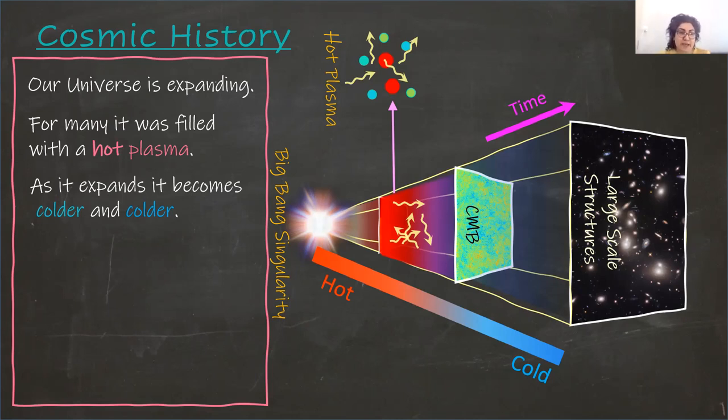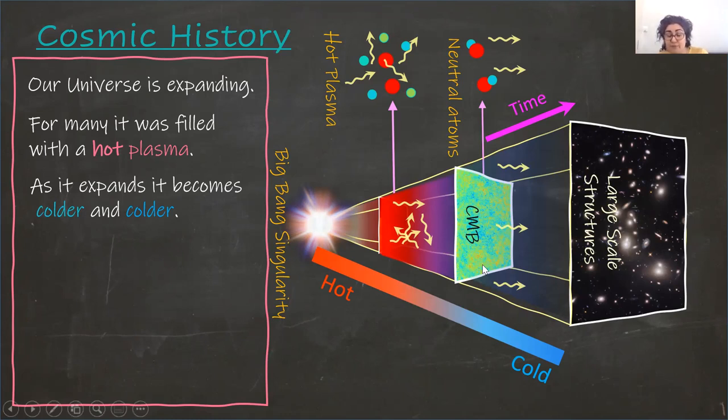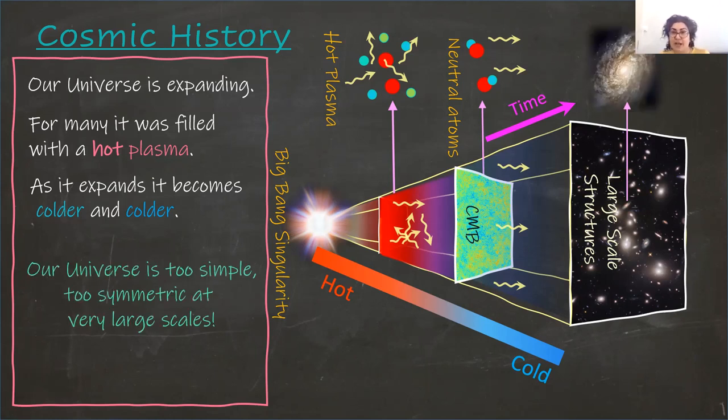But as the universe expands, it becomes cold enough that neutral atoms form. At that time, photons got free to travel through the universe, and that's the point at which the CMB, the cosmic microwave background, is formed. The CMB is the first snapshot of the universe, technically the first selfie of history as well. Then, as time goes on, the universe becomes cold enough that these neutral atoms assemble gravitationally and form the larger scale structures that we see today.